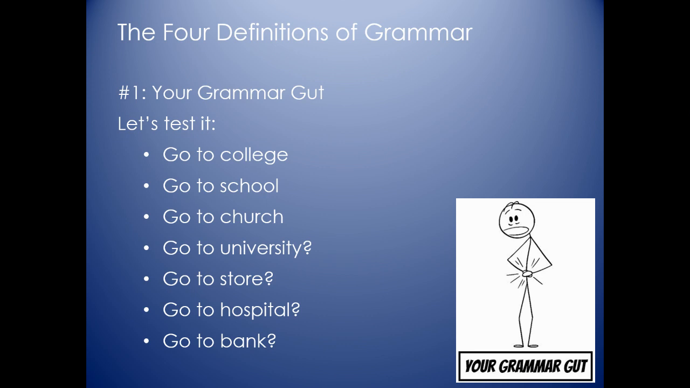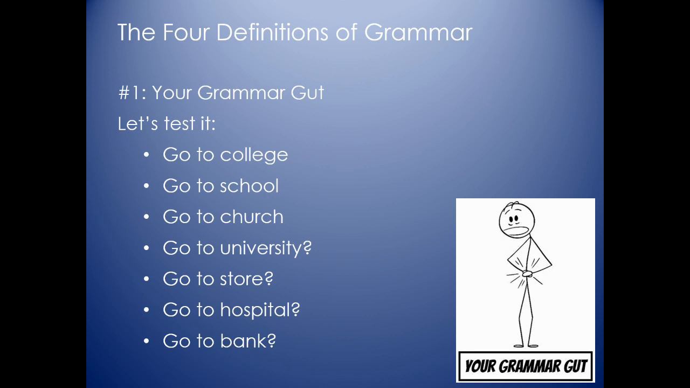And the thing is, if I look at this listing of phrases here, why is it that I can simply say college, school, and church, but I can't say university, store, hospital, bank? Why? And what's even more peculiar is that here in America, those last four phrases don't make any sense. But over in Great Britain, they most certainly say things like go to university. They most certainly say go to hospital. I don't know about store and bank, but I know for sure in England they say go to university and go to hospital. And in America it doesn't make sense to us because our grammar gut just cringes at that idea.